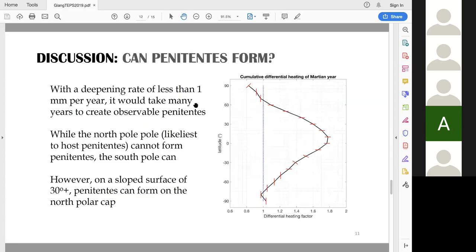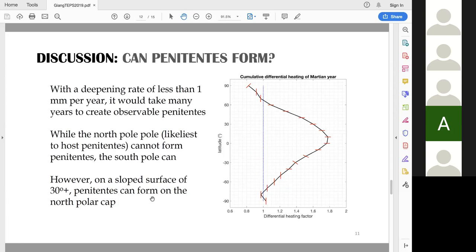What this means is that for observable penitentes to form, you need year-round favorable penitente formation. So this is what this plot shows. This plot shows the cumulative differential heating factor over the Martian years. Above 1, penitentes can form, below 1, they cannot. You can see that for the North Pole, penitentes do not form year-round, but on the South Pole, they can. And the orientation at the South Pole, that's these red lines here, is north-south.